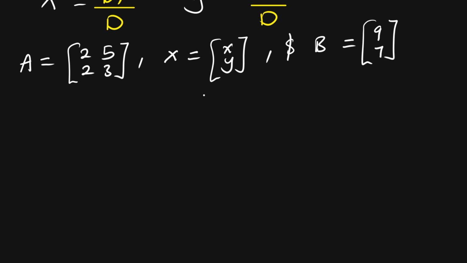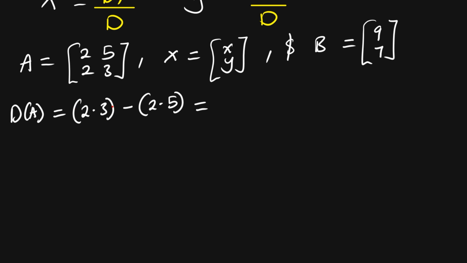But from matrix theory, determinant is obtained by subtracting the product of elements on the minor diagonal from the product of elements on the major diagonal. So determinant of A will equal the product of elements on the major diagonal, which is 2 times 3, minus the product of elements on the minor diagonal, which is 2 times 5. And this will equal 2 times 3, this is 6, 2 times 5, this is 10, and 6 minus 10 is negative 4, which equals determinant D.